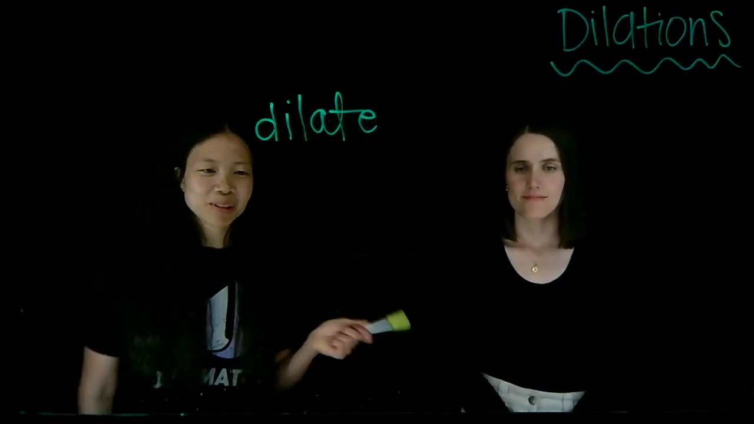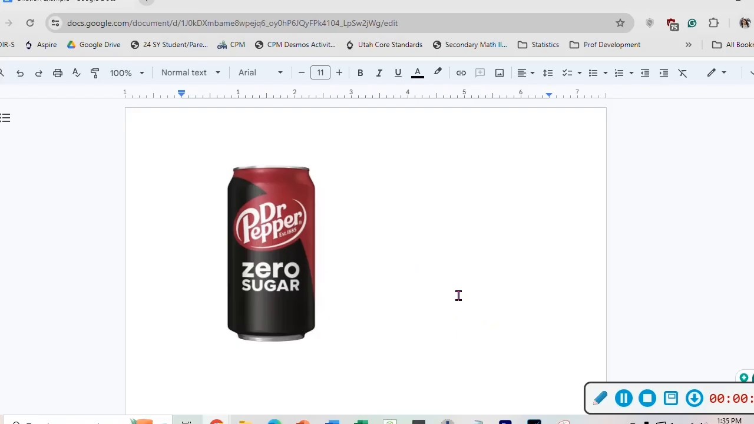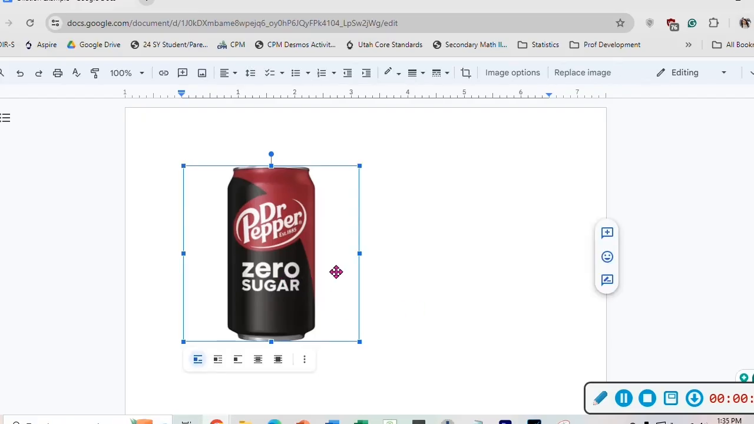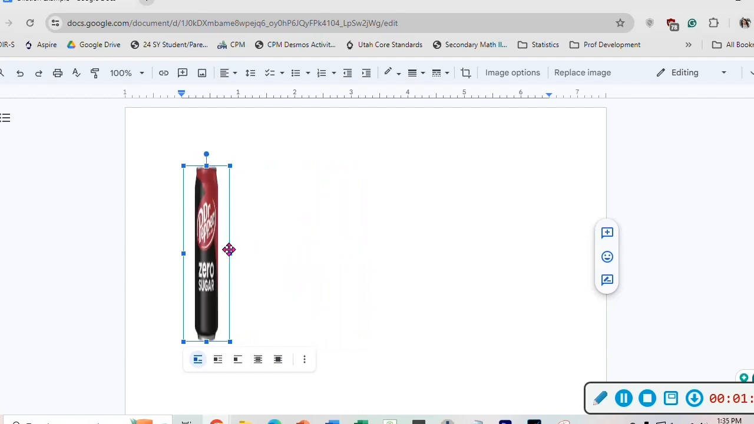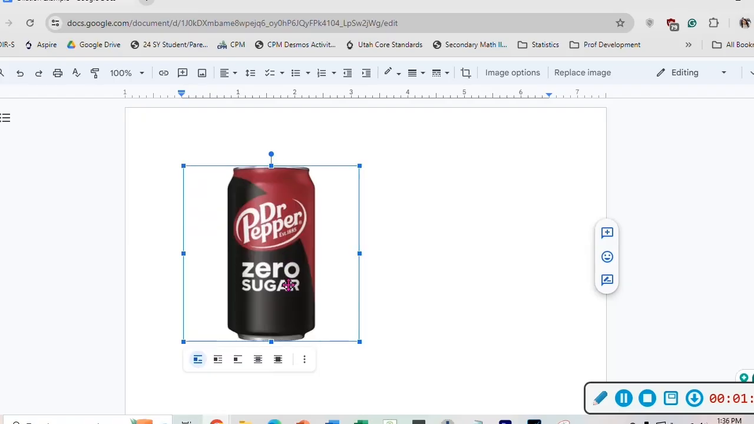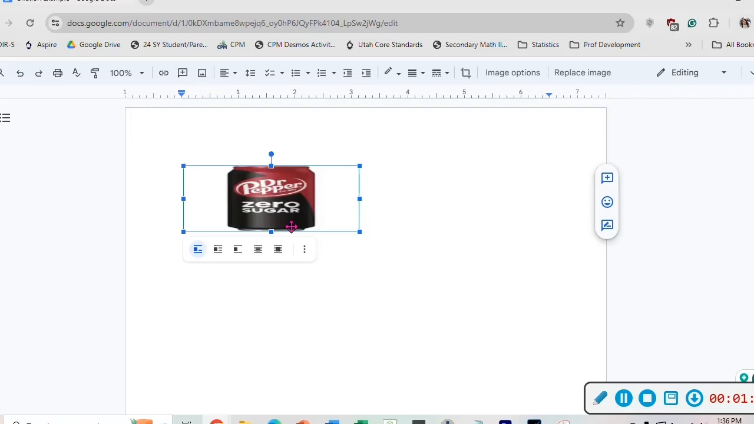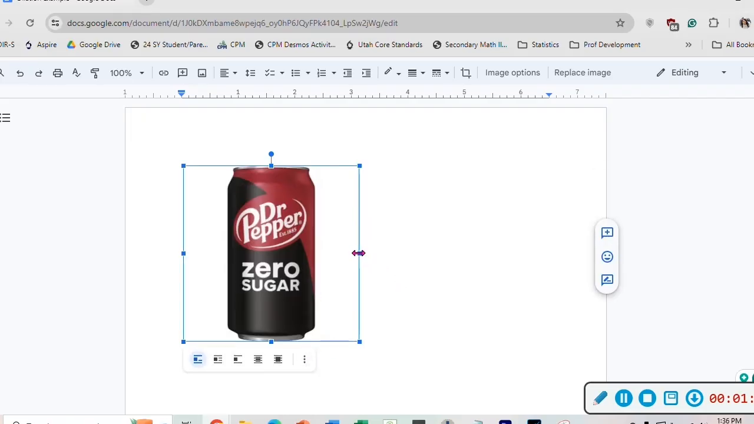Let's look at one of Emma's favorite drinks as an example. Let's take a look at this Dr Pepper Zero can right here. As Tiana was saying, dilation refers to something getting bigger or something shrinking. So let's see if we can make this Dr Pepper Zero can shrink. If I pull this side in, what happens to my Dr Pepper can? Well, it definitely shrunk, but it doesn't really look like a Dr Pepper can anymore, okay? Let's try it this way. What if we want to shrink it this way? Again, it kind of distorts the image. And the same would happen if we made it larger, right?